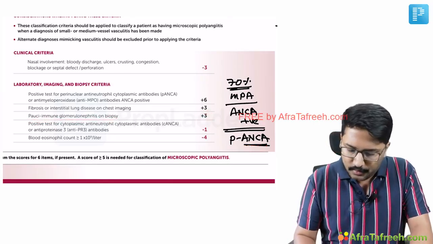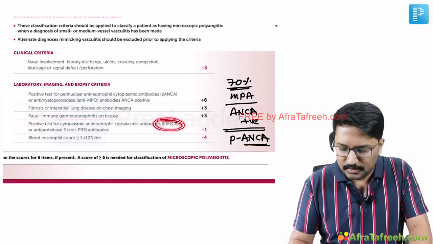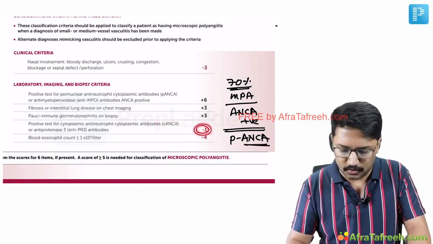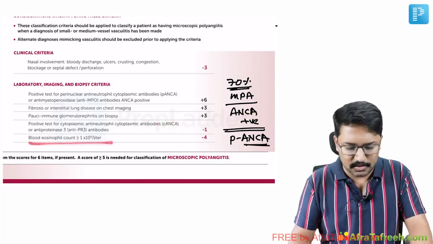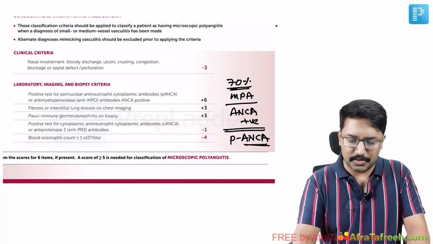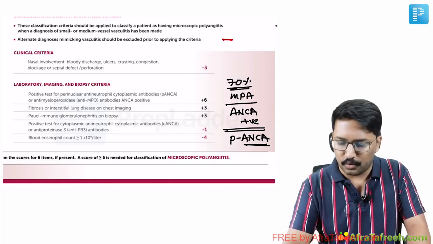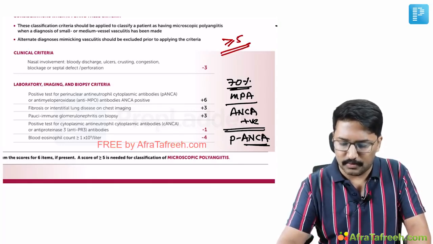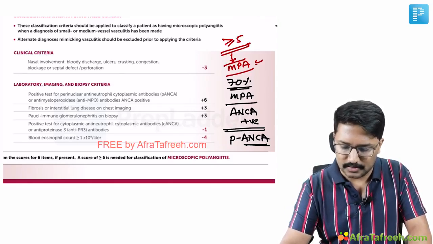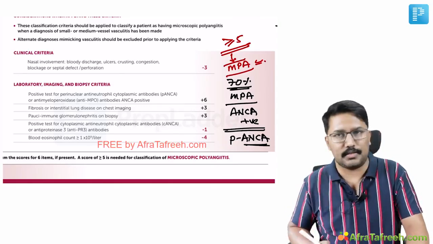Okay. Now, if patient is C-ANCA positive, which is not typical, as predominantly we will be seeing P-ANCA, we have some negative scores assigned. And if there is eosinophilia present, more than 1000 per cubic millimeter, we will be giving some negative points, right? So if patient here also accumulates more than or equal to 5 points, then we will classify the case as MPA, right? We will classify the case as microscopic polyangiitis.